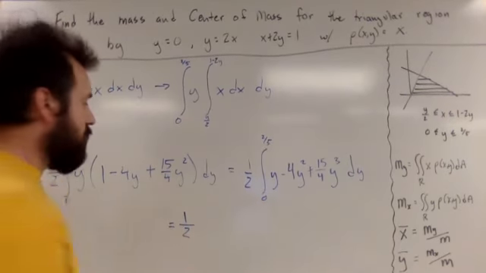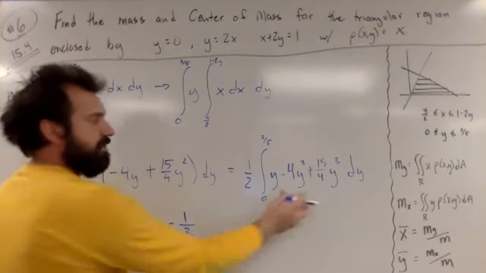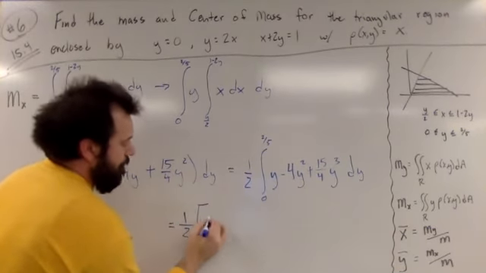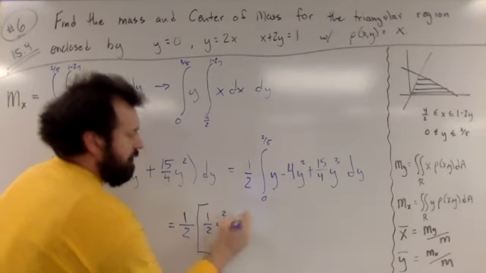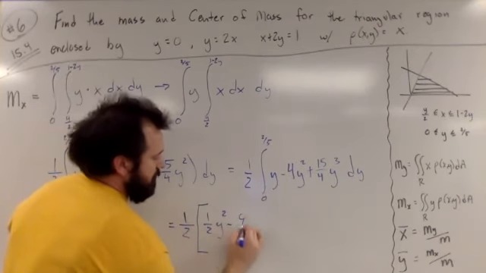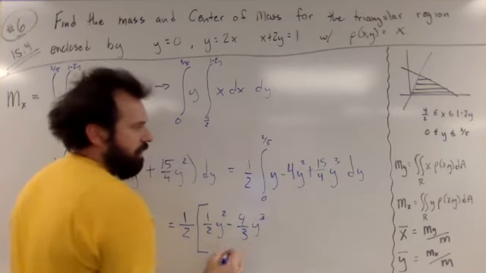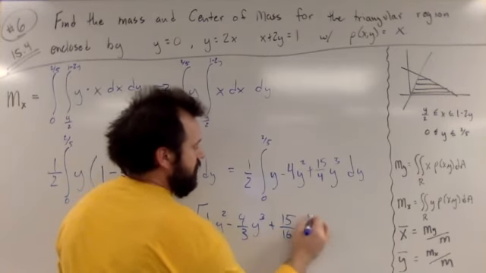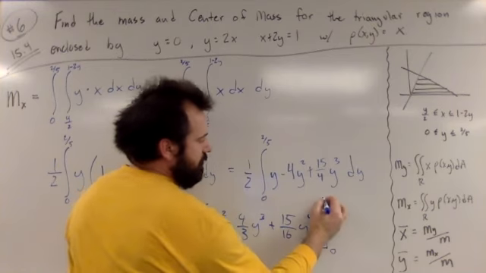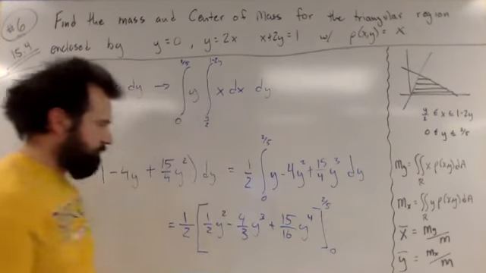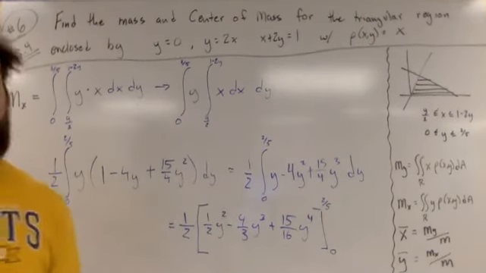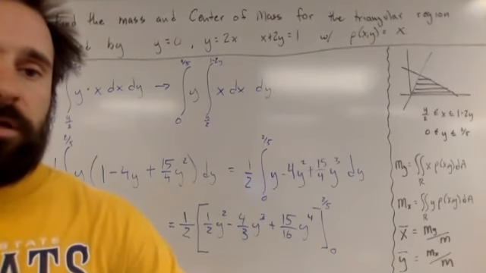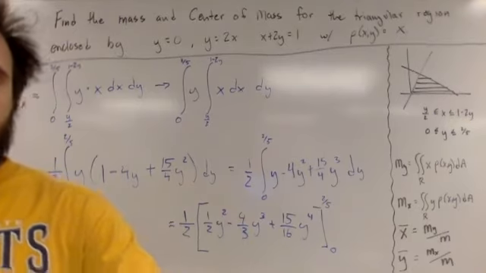So I'm finding the antiderivative of this, right? That's going to be 1/2 y squared minus 4/3 y cubed plus 15/16ths y to the 4th. I'm going to evaluate that between 0 and 2/5. So I'm going to pause, or clean up and rearrange that up at the top if you want to do that, and then check your work with mine. I'll be back in 1 second.